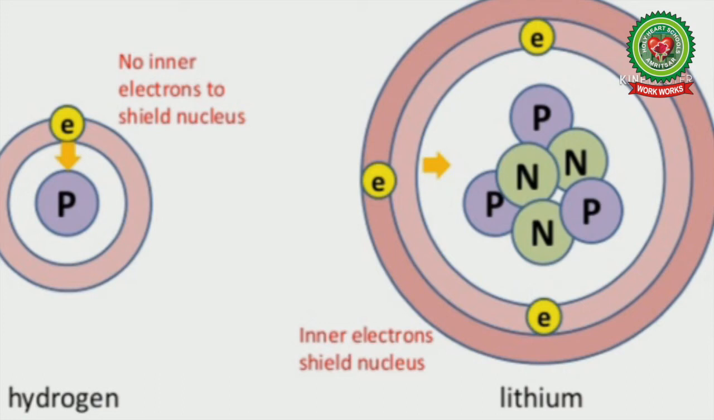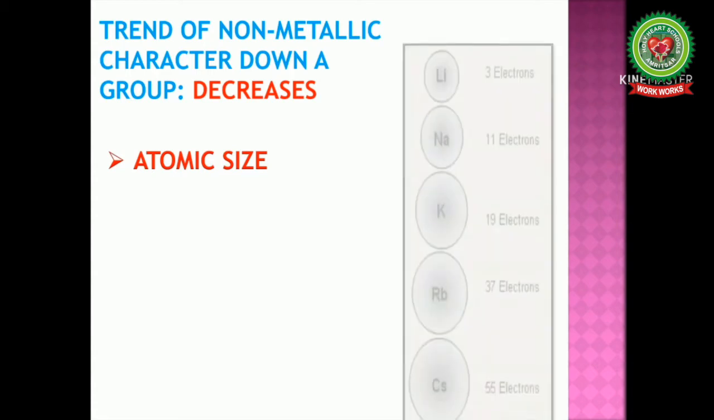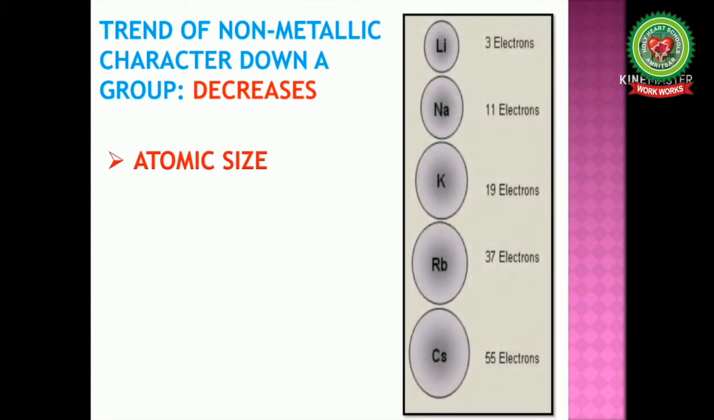Now, we will discuss the trend of non-metallic character while moving down a group. While moving down a group, non-metallic character decreases. Actually, while moving down a group, the atomic size increases due to the addition of new shells. Though the nuclear charge also increases due to an increase in atomic number, the effect of the increasing atomic size is greater. Hence, non-metallic character decreases down the group.